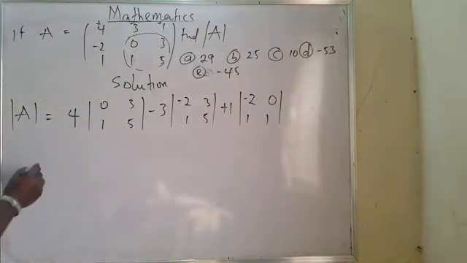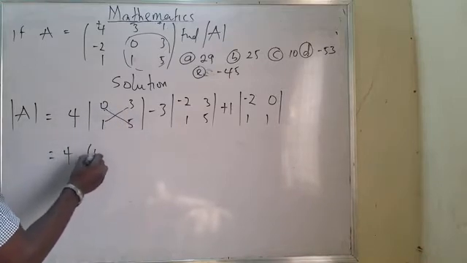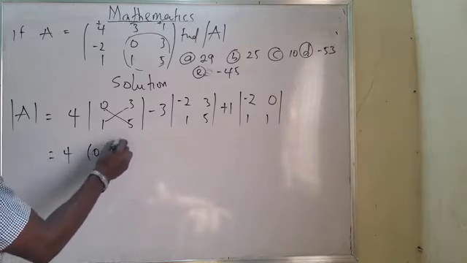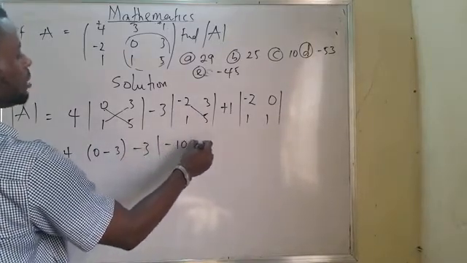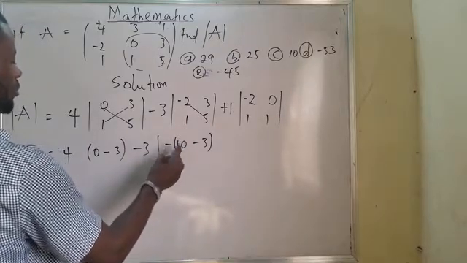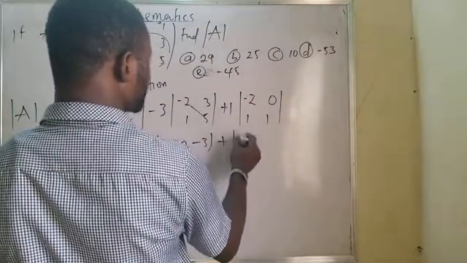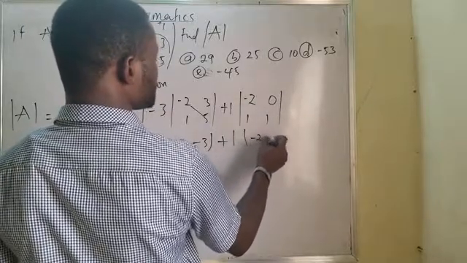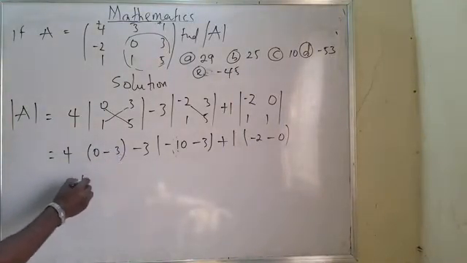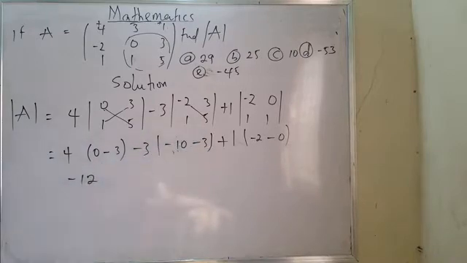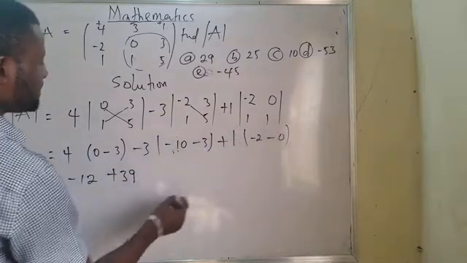Now, since I know that, I can now say that my 4, this multiplied by this, and this will multiply this. It means 0 minus 3. And this also will multiply this. It means minus 10 minus 3. Also plus, this multiplied by that will be minus 2 minus 0. Now, that is all what I need. It means here I'll be talking about minus 12. Here will be minus 13, and it will be plus 39. And here will be minus 2.